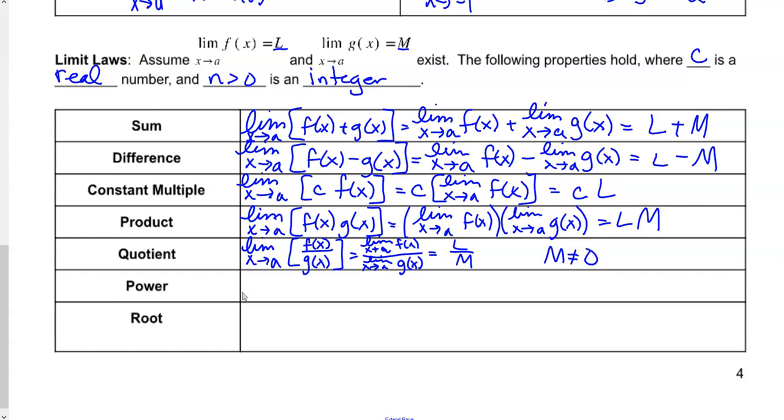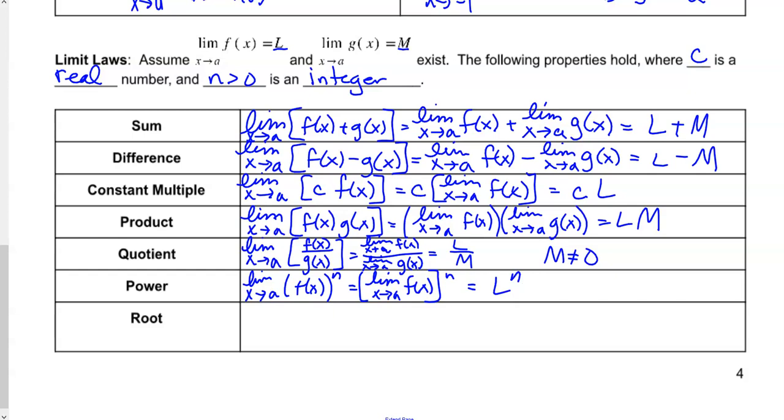All right, so a power would be something that looks like a function taken to a power. We had x to the n in the previous properties, but here I'm taking a function to the n power. And so this can be the same as taking the limit as x approaches a of f of x and taking all of that to the n power, which means that because that limit is equal to L, I can just take L to the n power, and that would be my answer.